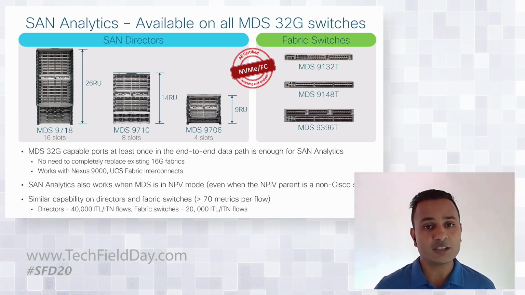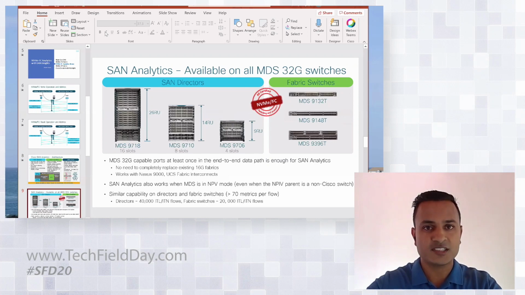The other thing is the other product lines too, like Nexus 9000 can work at host edge. Even Cisco UCS Fabric Interconnects can work on host edge. Not just that, this capability works in NPV mode too, even if the upstream NPIV parent is a non-Cisco switch, right? So this is a truly integrated by design architecture to make the journey of NVMe seamless for our customers. Okay, so those were some high-level points. Let's jump into the demo.